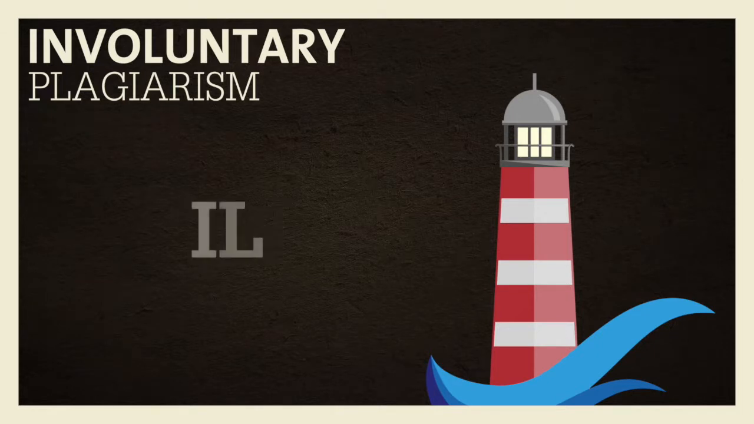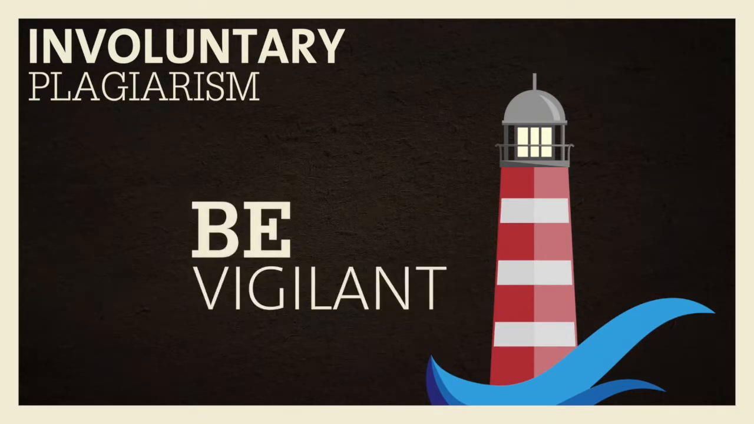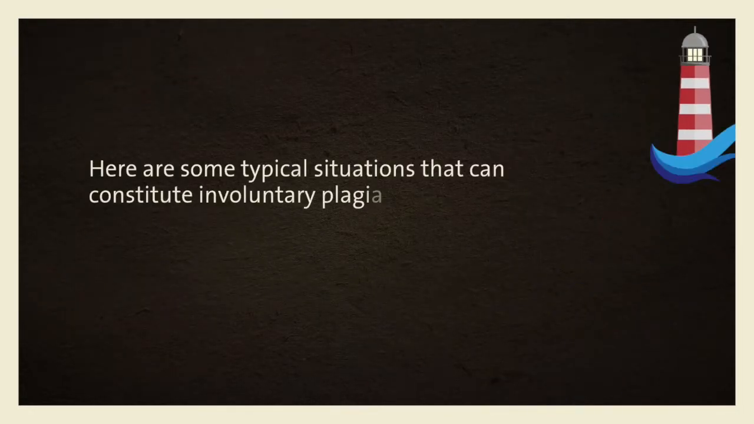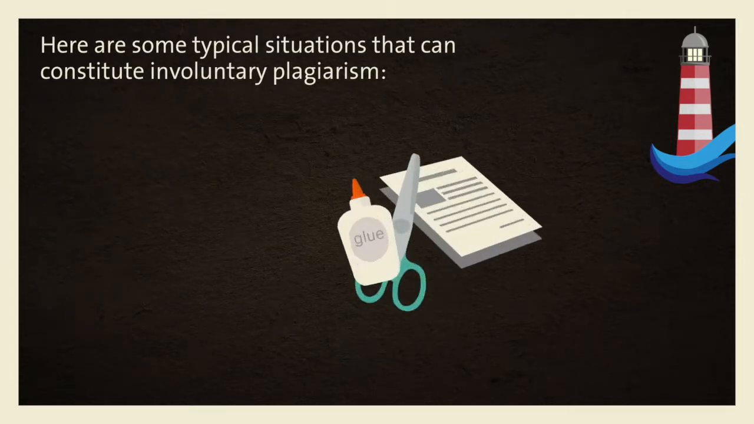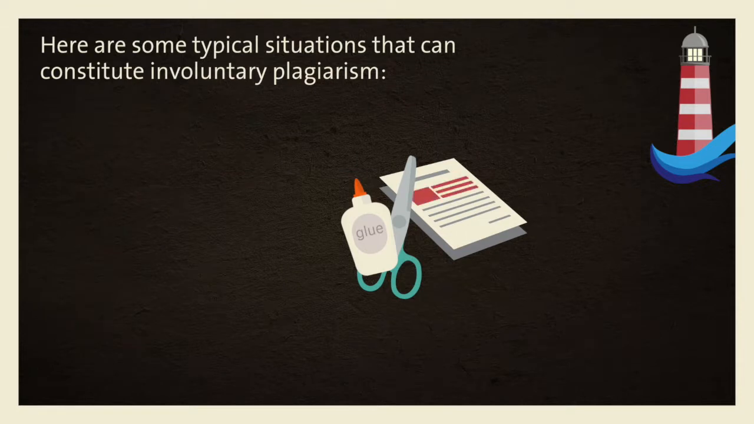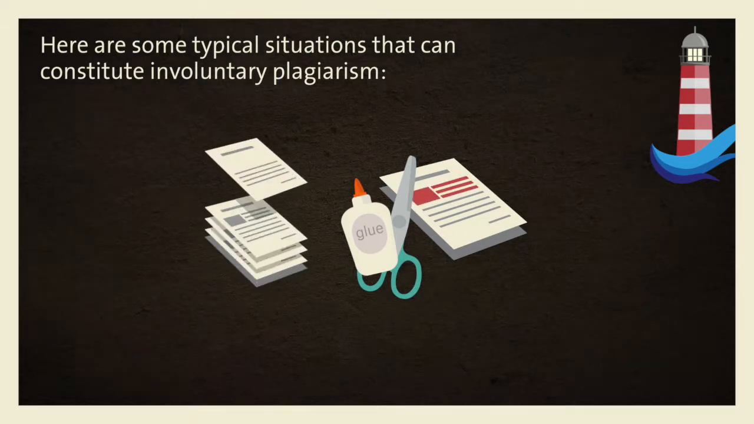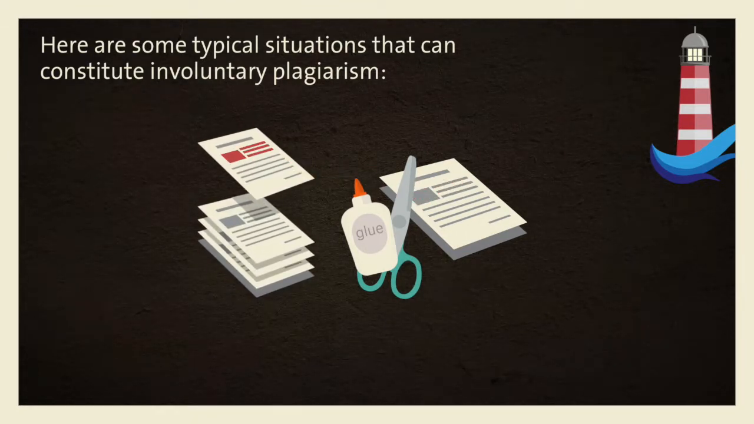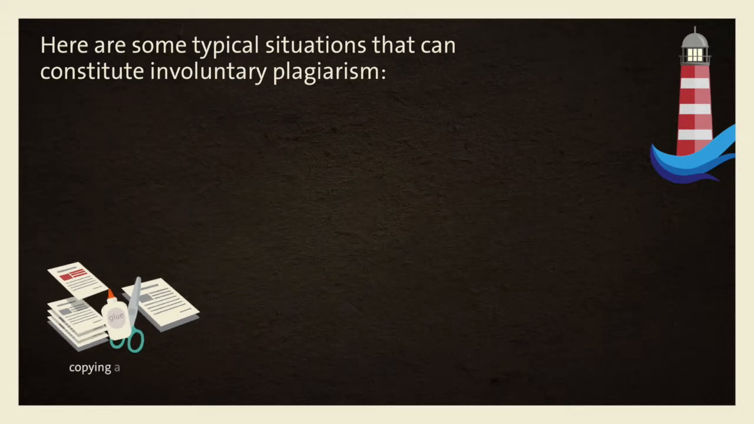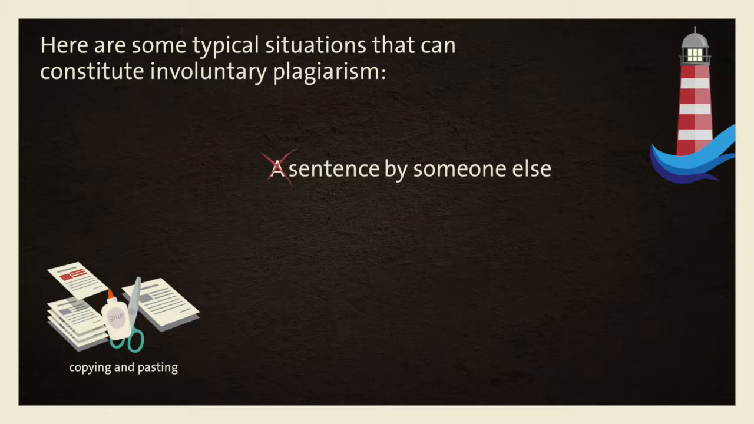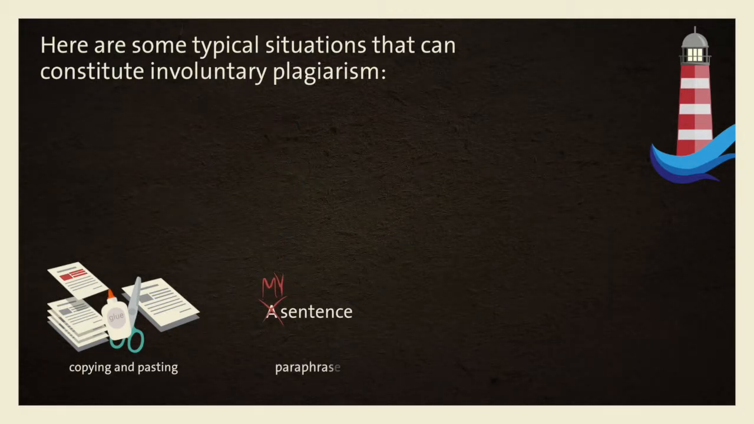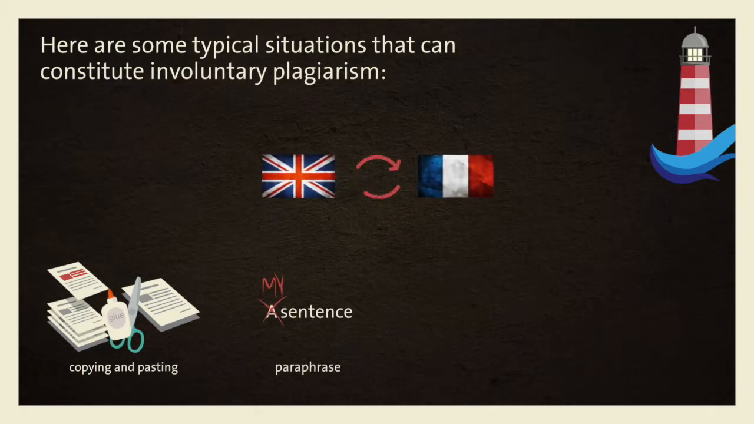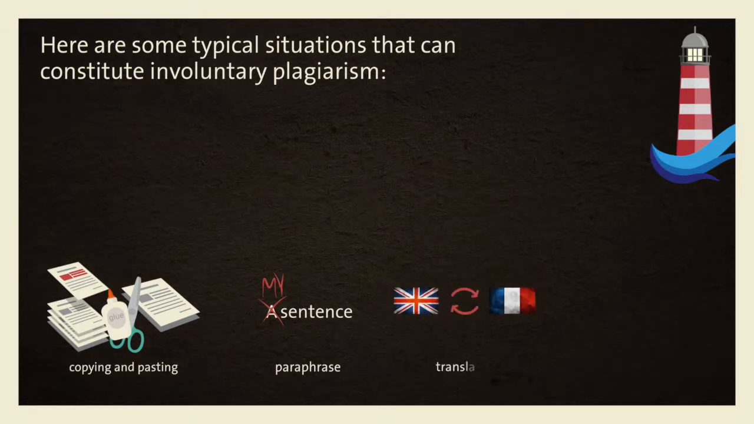You should therefore be vigilant when you start drafting your paper. Here are some typical situations that can constitute acts of involuntary plagiarism. Copying a part of a text in its entirety, or with a few minor changes, without indicating the source and without stating that you are not the author. Reformulating someone else's sentence in your own words, and not providing the source. Translating a sentence without noting that you have translated it, or mentioning its source.